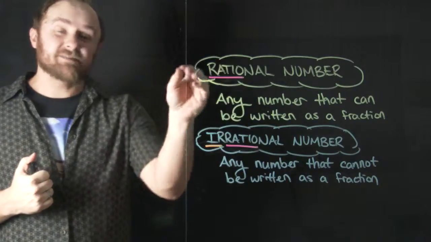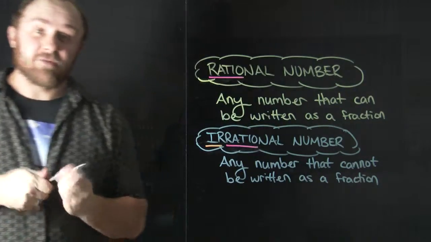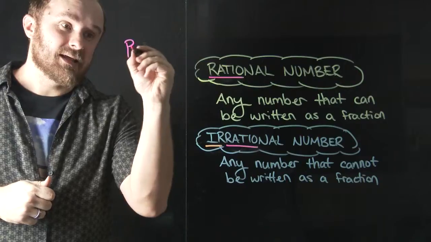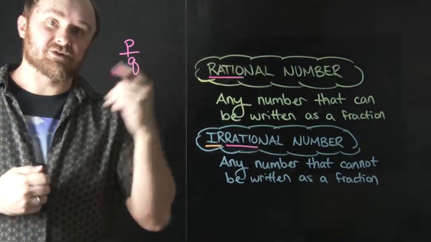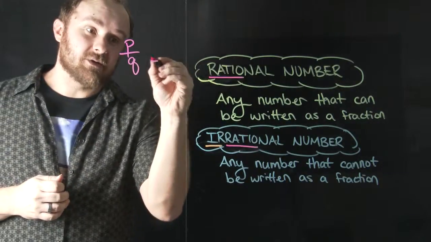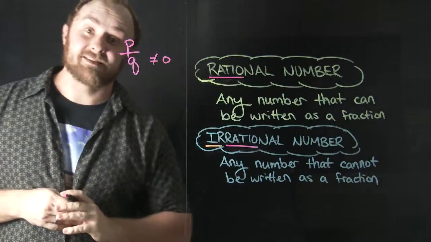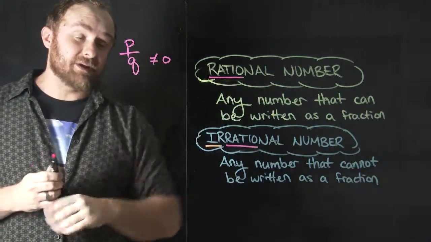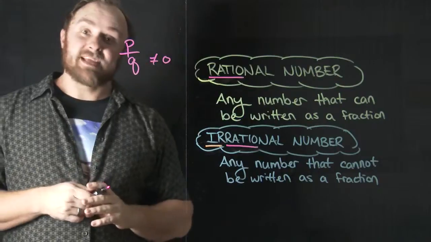In our last video, we gave some examples of rational numbers, and remember, those are simply numbers that can be written as a fraction or as a ratio of the integers p over q when q cannot equal 0, because you can't divide by 0. And today we're going to look at some irrational numbers as well and give some examples of those.